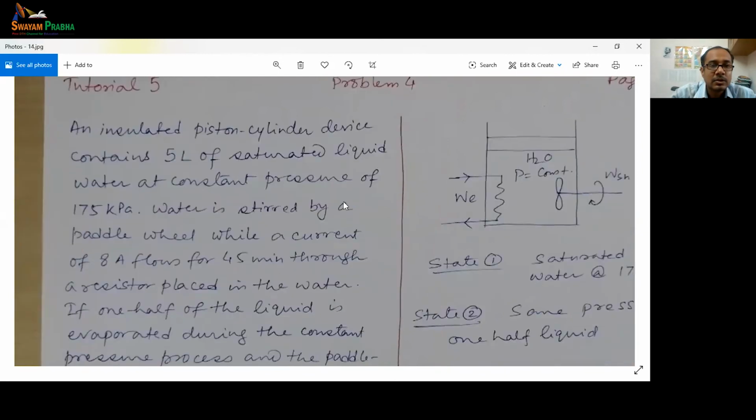Okay, so the statement of the problem is: an insulated piston cylinder device contains 5 liters of saturated liquid water at a constant pressure of 175 kPa. So it's a saturated liquid water. The total volume is given, the pressure is also given.